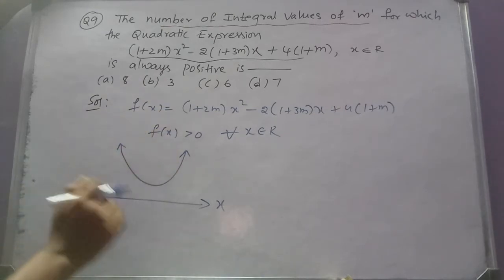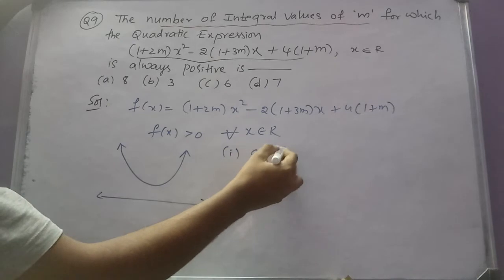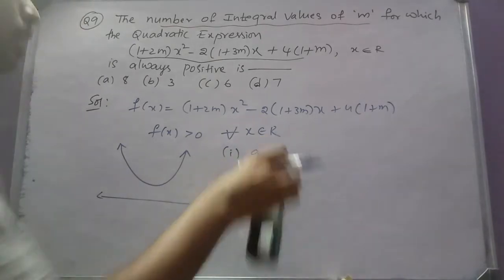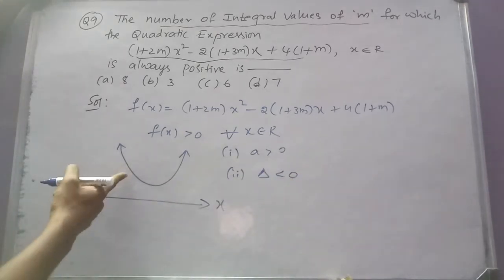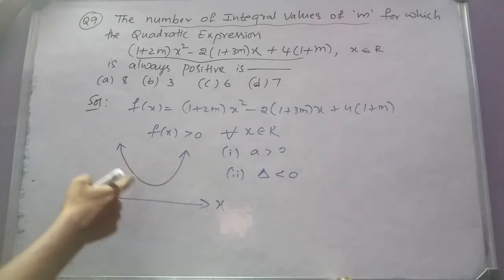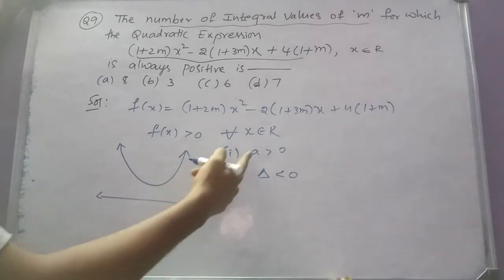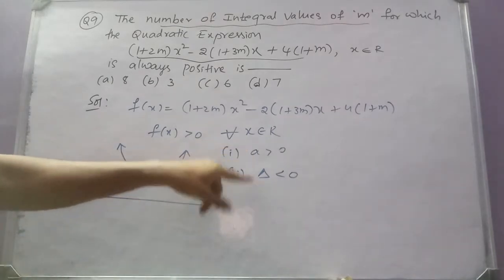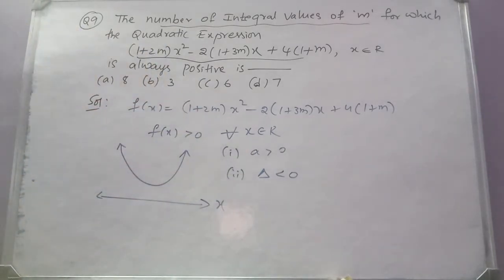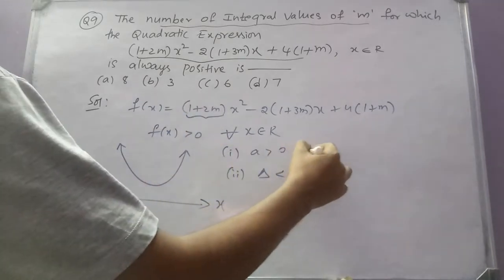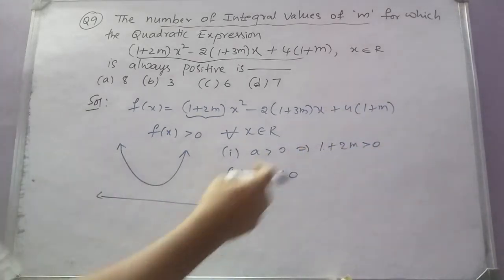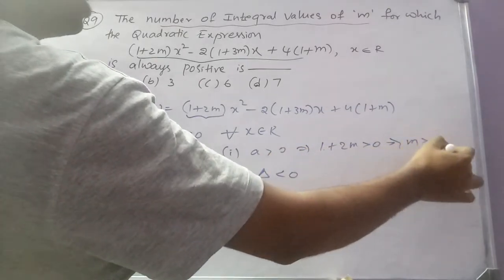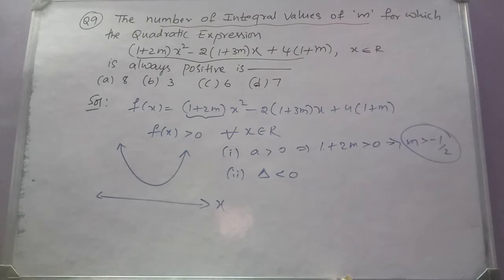It is possible only when, number one, the coefficient of x square is greater than 0, and number two, delta, the discriminant, is less than 0. Because there are no real roots, the graph of f of x is not intersecting the x-axis. These two conditions must be satisfied. So if you use these two conditions, you'll get the required value of m. Simple. So here a means the coefficient of x square, that means 1 plus 2m. So take it, 1 plus 2m is greater than 0. So plus 1 goes to the right side, minus 1, and then dividing by 2 on both sides, you'll get m greater than minus 1 by 2. This is the first condition that must be satisfied.